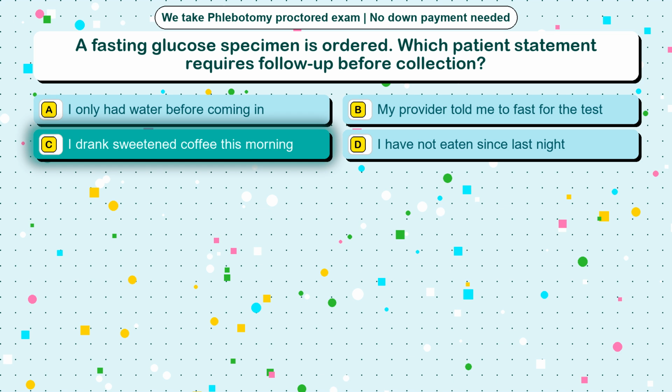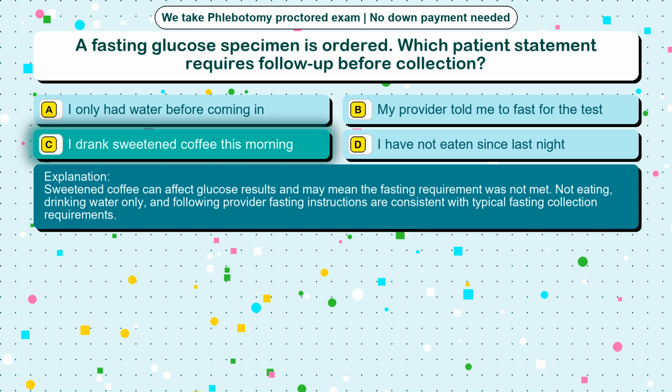I drank sweetened coffee this morning. Sweetened coffee can affect glucose results and may mean the fasting requirement was not met. Not eating, drinking water only, and following provider fasting instructions are consistent with typical fasting collection requirements.